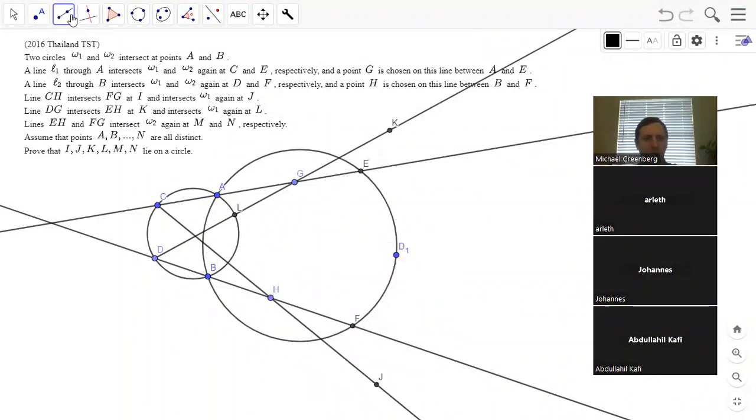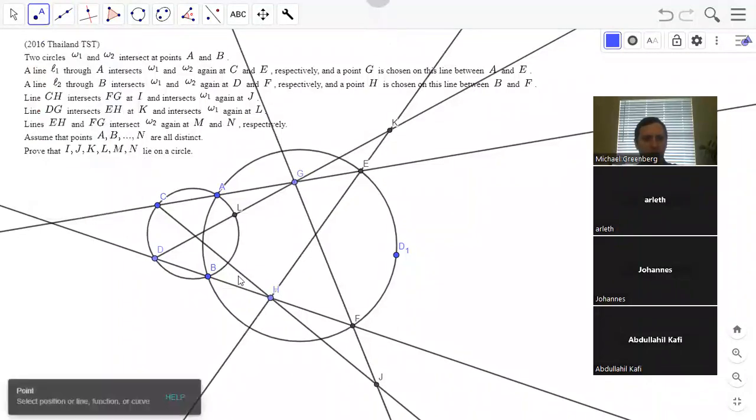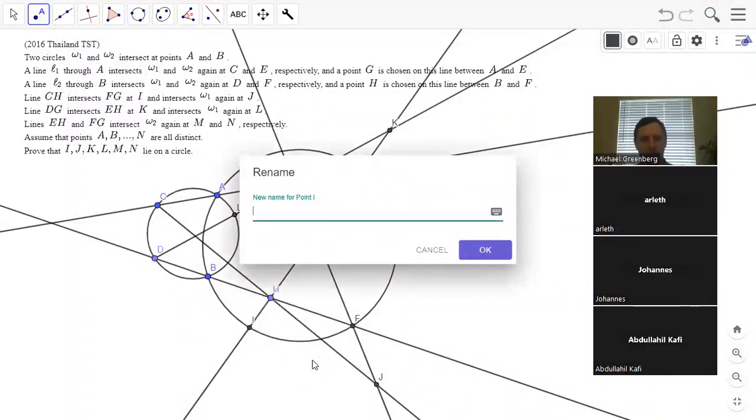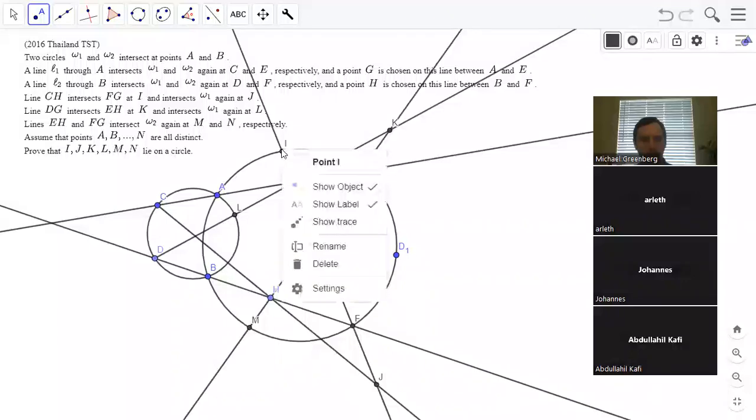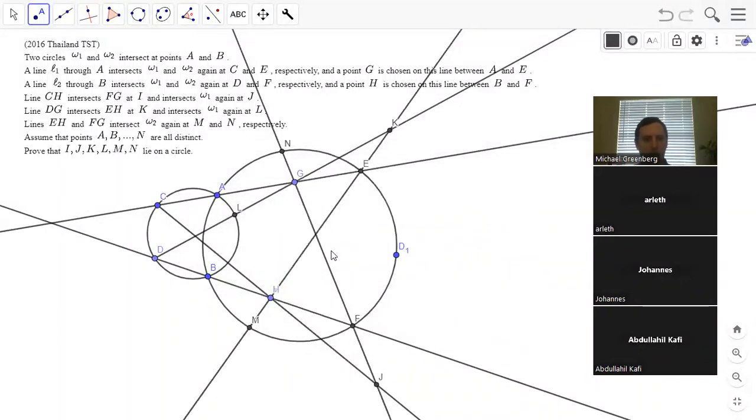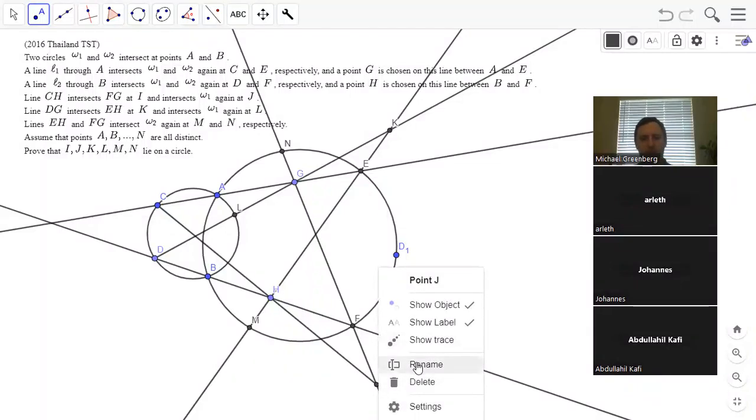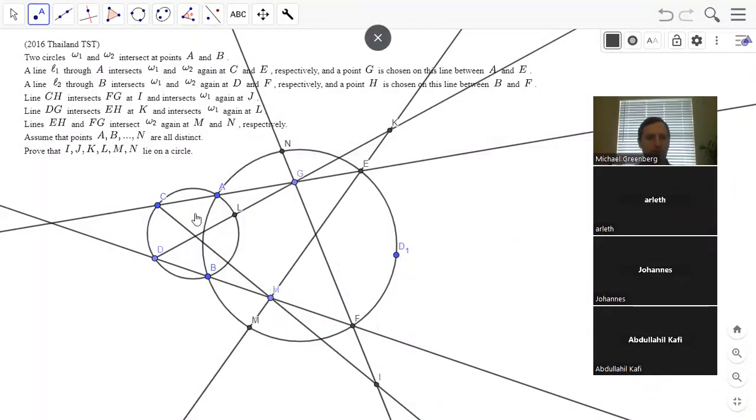Where do these intersect the other circle? EH and FG. They intersected at M and N. So this should be M, and this should be N. And what are they saying is cyclic? What is I? Wait, CH and FG intersect. Oh, this should be I. It intersects the circle at J. Okay, so that's I, that's J.